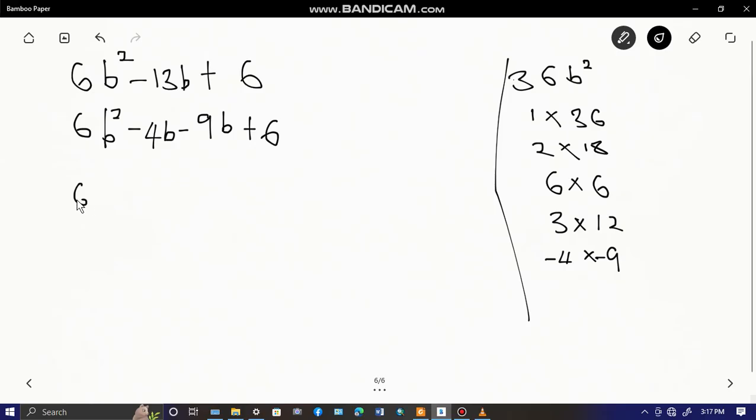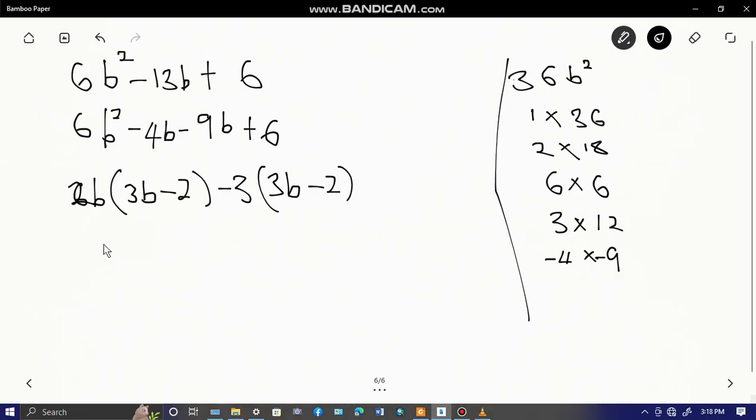From the first group, the common factor is 2b. 2b into 6b squared gives 3b, and 2b into negative 4b gives negative 2. Then take a common factor of negative 3. Negative 3 into negative 9b gives 3b, and negative 3 into positive 6 gives negative 2.